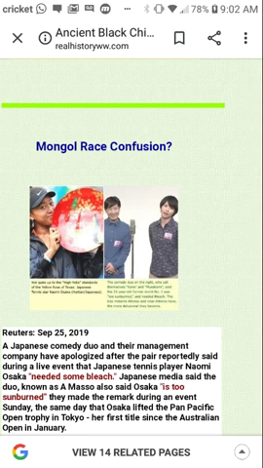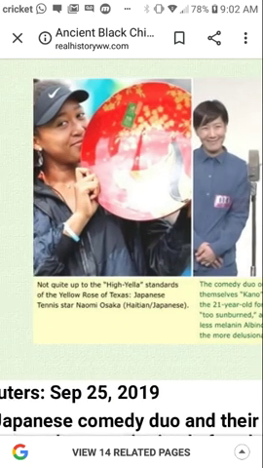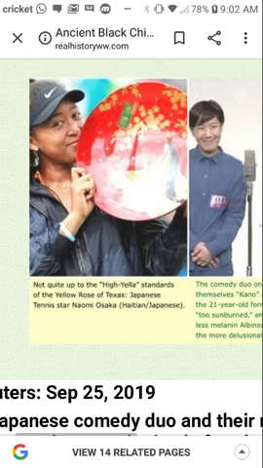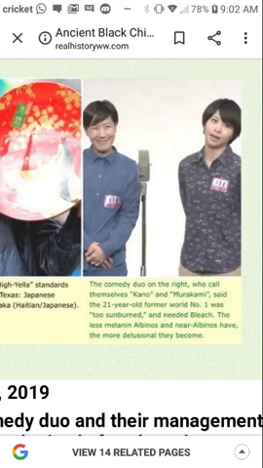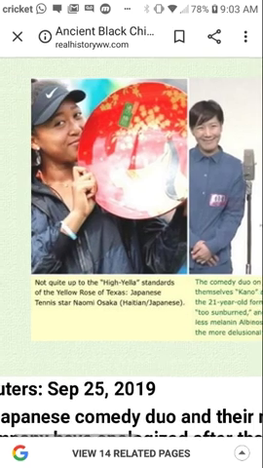Mongol race confusion? No, not quite up to the high yellow standards. Rose of Texas, Japanese tennis star Naomi Osaka, Haitian Japanese. The comedy duo on the right, who call themselves Kano and Murakami, said the 21-year-old former world number one was too sunburned and needed bleach. Less melanin, albinos and near albinos have the more delusional they become. Yep, they're hybrid peoples.